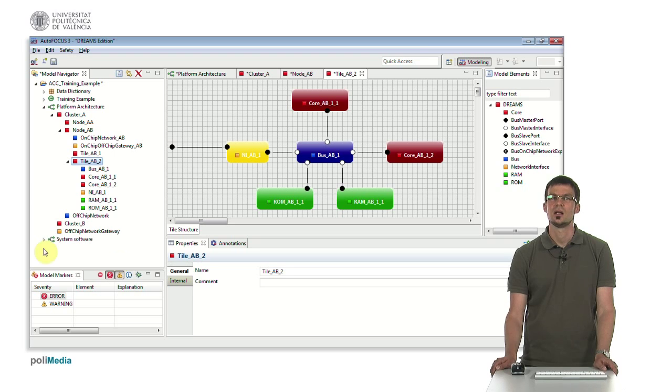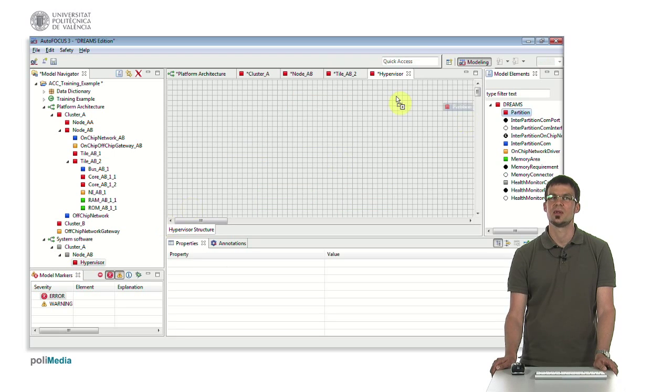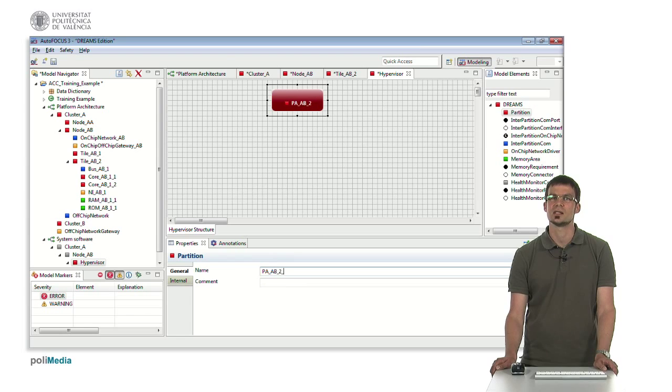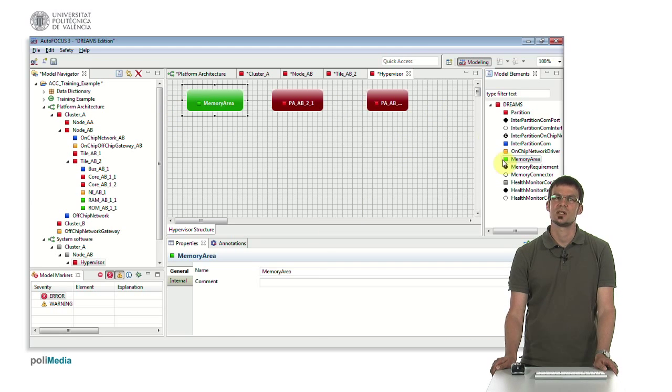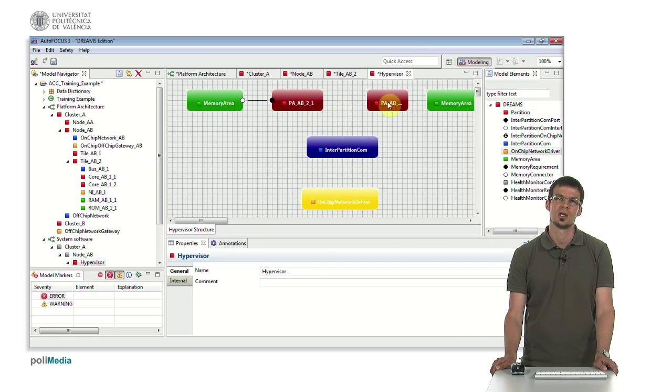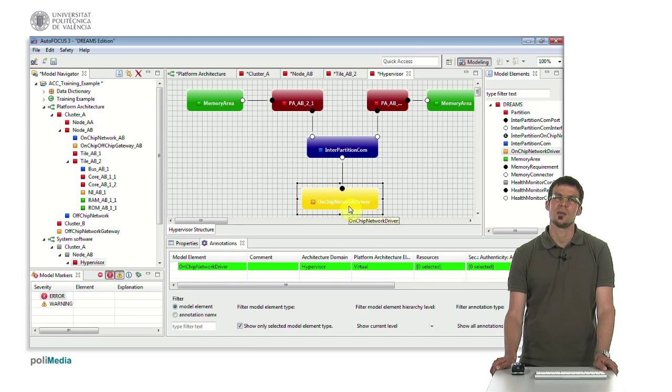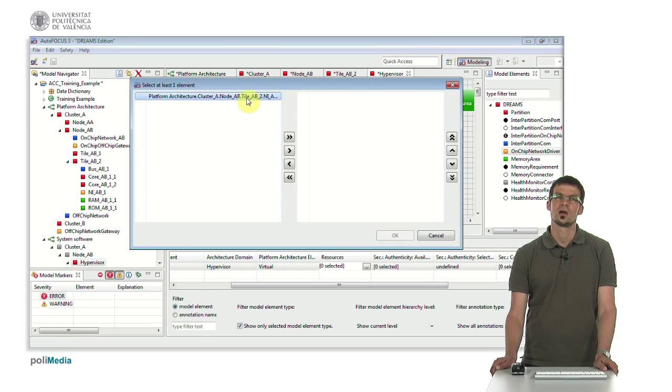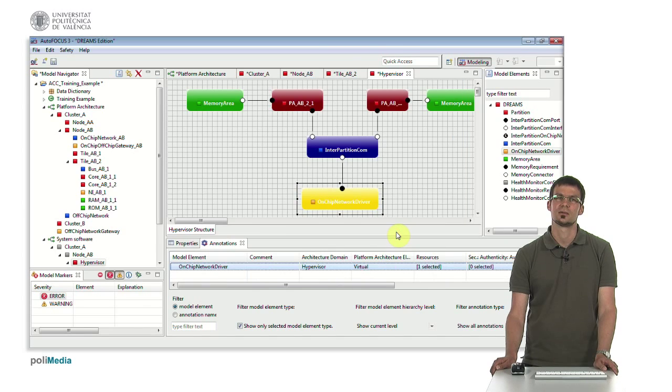For each tile, the virtualization layer can be described, that is, the configuration of a hypervisor. Here, the different involved resource partitions, their configuration such as the accessed memory areas, as well as the communication topology within the hypervisor, that is, the interpartition communication, can be described. Furthermore, it is possible to specify how the hypervisor accesses the on-chip network of the underlying computation tile.